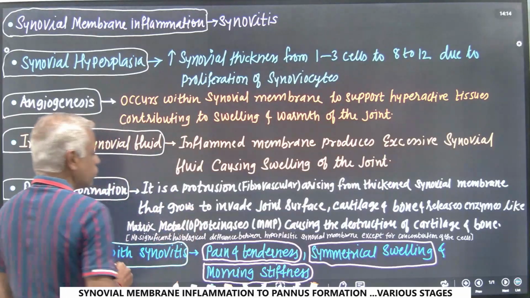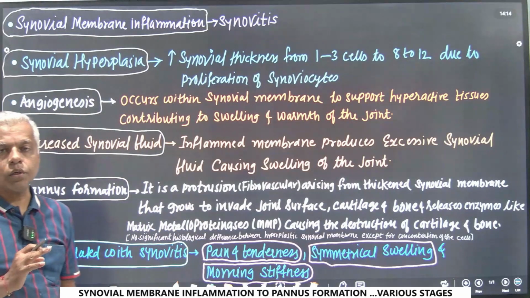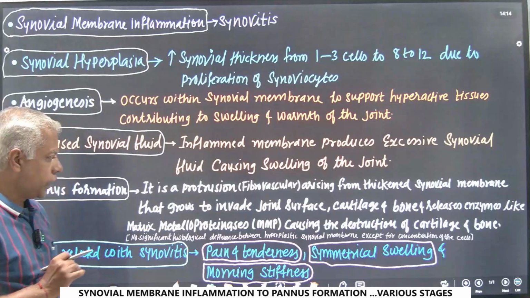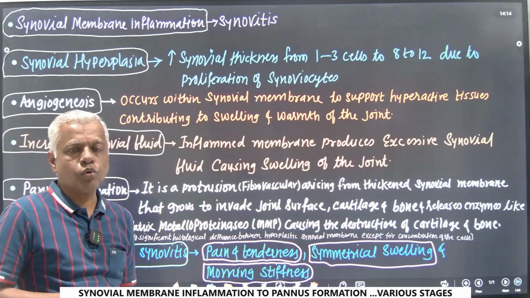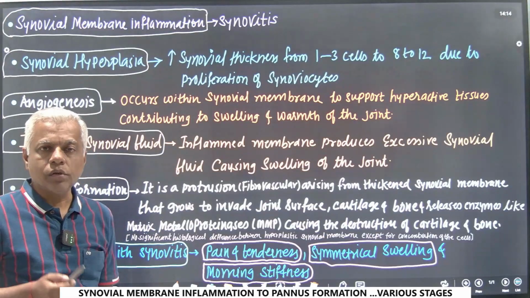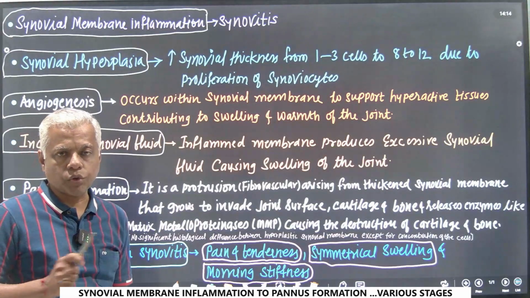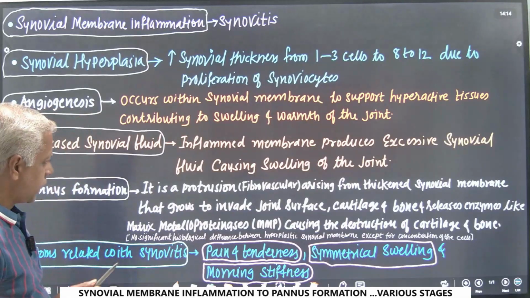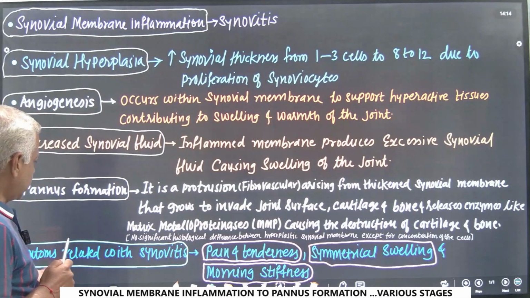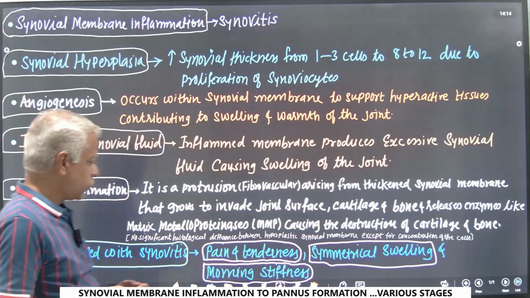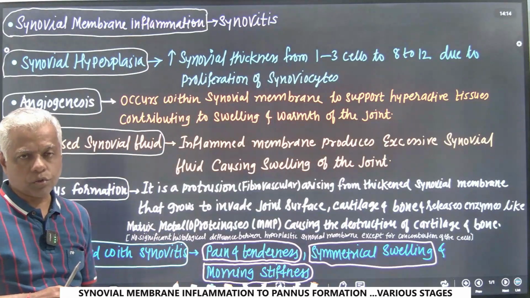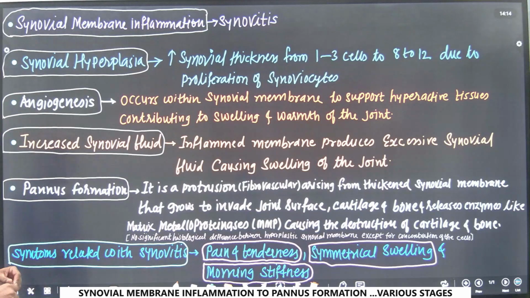So PANNUS formation is a very important event in rheumatoid arthritis, and because of this destruction of the cartilage and the bones, we have also seen that finally it is leading to various kinds of deformities like swan neck deformities, boutonniere deformities, and subluxation. We will see that later on. And the symptoms related to synovitis we already know: pain and tenderness of the joint, symmetrical swelling of the joint, and morning stiffness which lasts for 30 to 60 minutes. We know all these things.